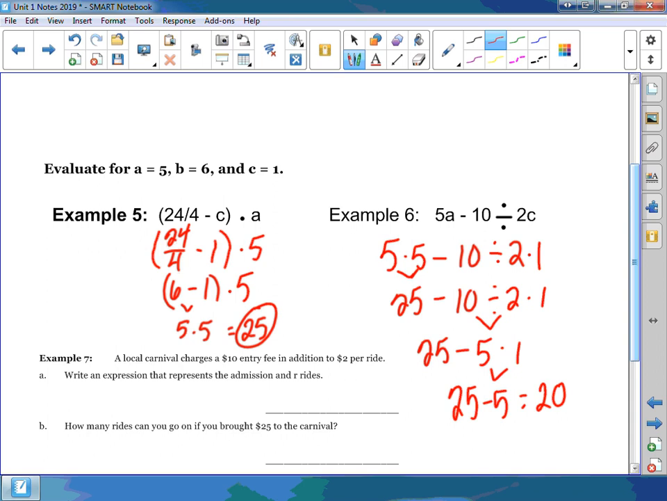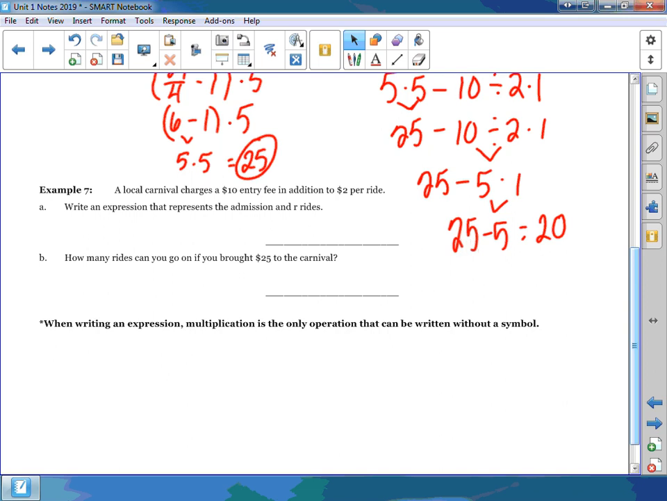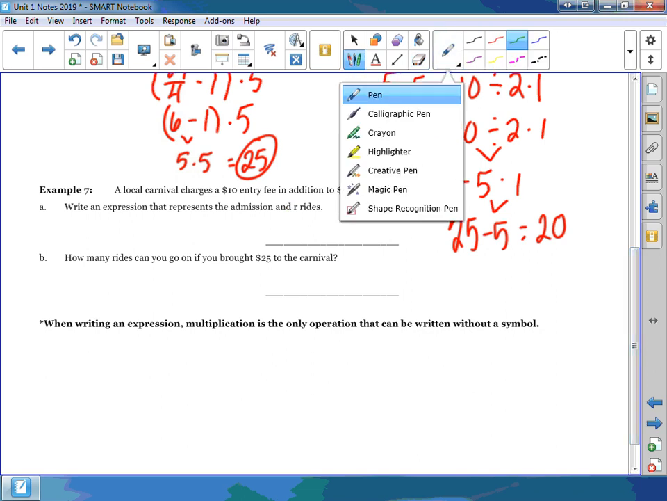Okay, on to the example 7 underneath here. Writing these variable expressions, which is an important skill for us. So the local carnival charges a $10 entry fee in addition to $2 per ride. Write an expression that represents the admission and R rides. This R here is supposed to be your variable.